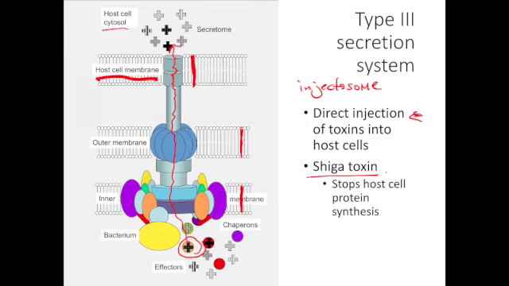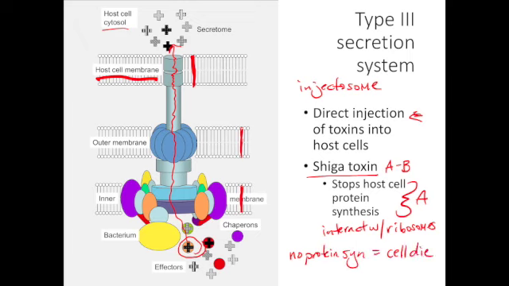Shiga toxin is actually an AB toxin. So it has a B subunit that binds to the cell, and the A subunit that's the effector subunit or the active subunit. And what the A subunit does is stops host cell protein synthesis. It interacts with the ribosomes and inhibits translation. If we cannot carry out protein synthesis, the cells die. It's a very effective, very potent toxin.